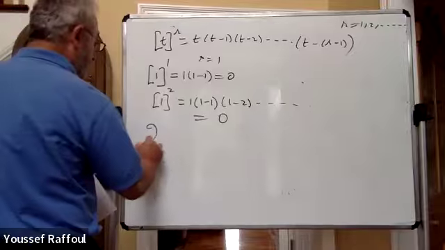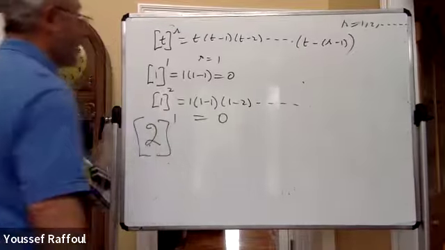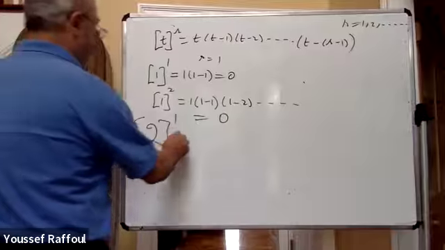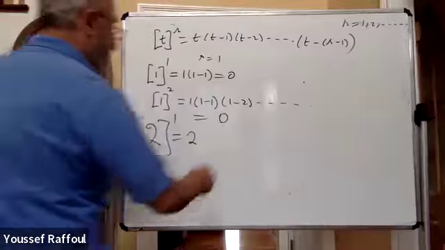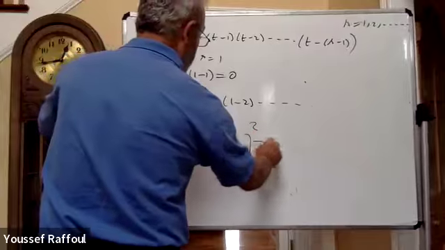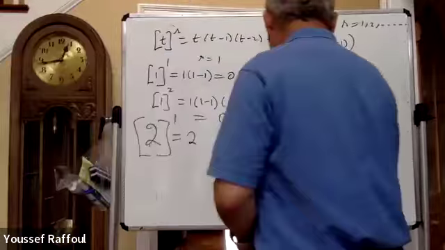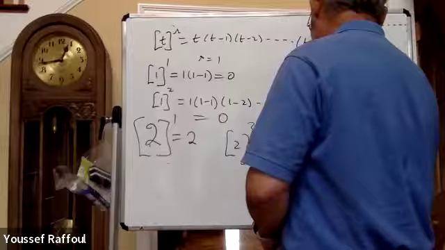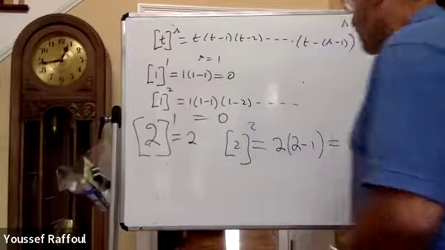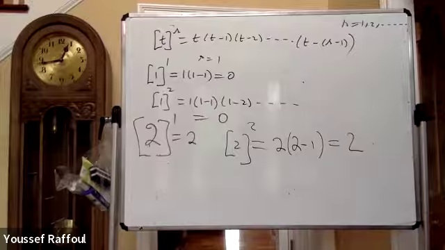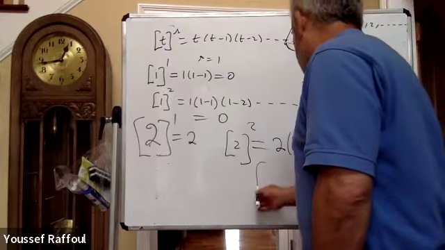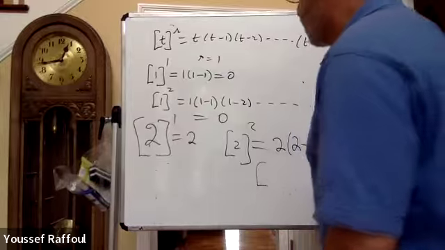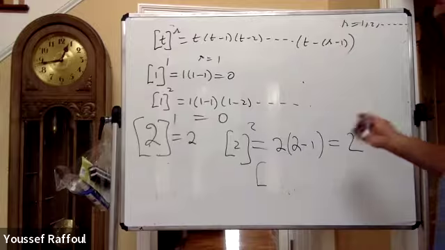So for example, what is 2 to power 1? Is 2, that's it. 2 to power 1 is 2. What is 2 to power 2? That is 2 times 2 minus 1. So that is 2. Okay? What is... okay? So, and then you can go so far.